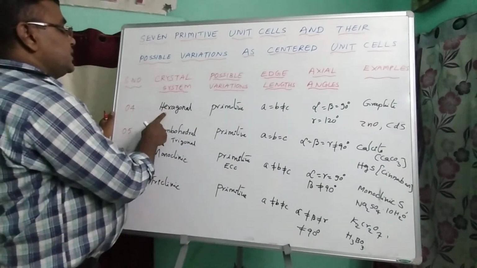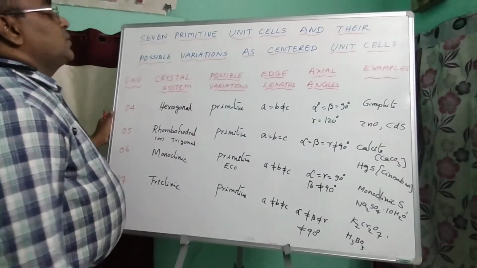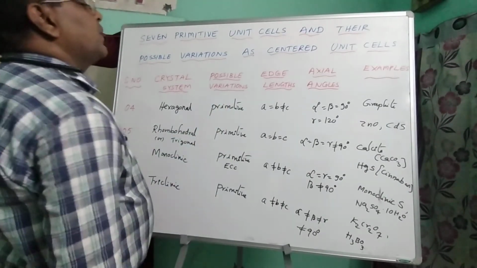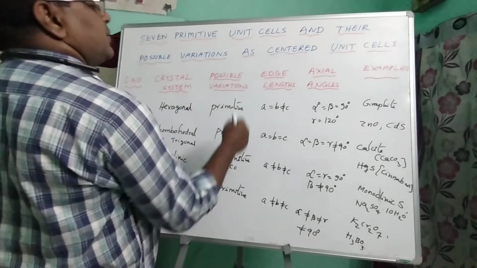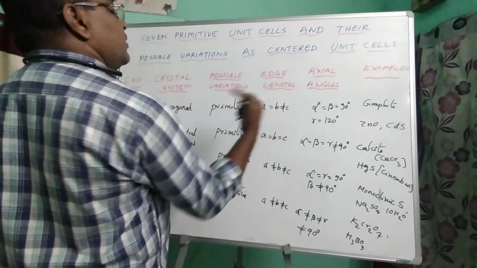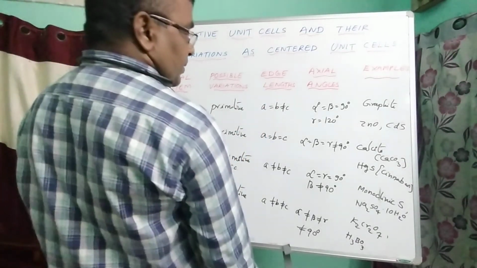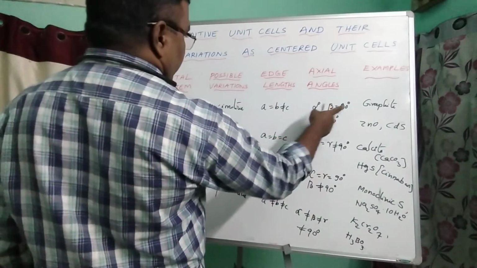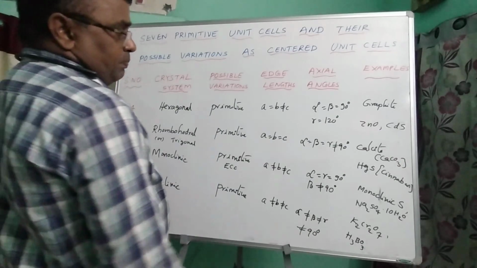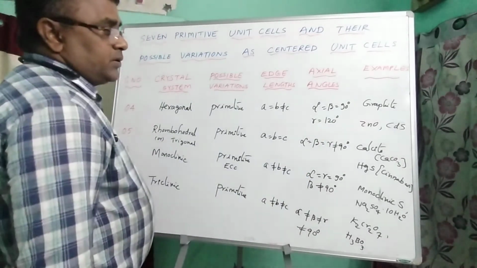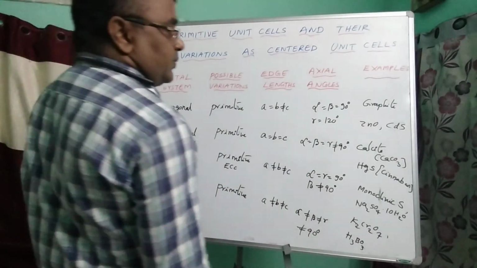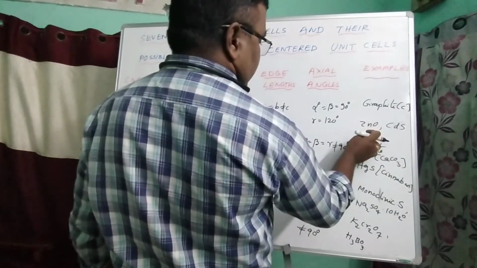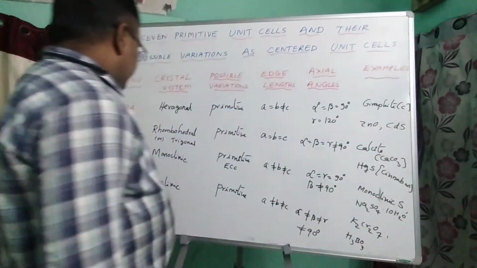Next, serial number 4. The fourth crystal system is hexagonal. Possible variations: only primitive. Edge lengths, also known as axial lengths: a = b, b not equal to c. Axial angles: alpha = beta = 90 degrees, gamma = 120 degrees. Examples: graphite, an allotrope of carbon, zinc oxide, and CdS, cadmium sulfide.